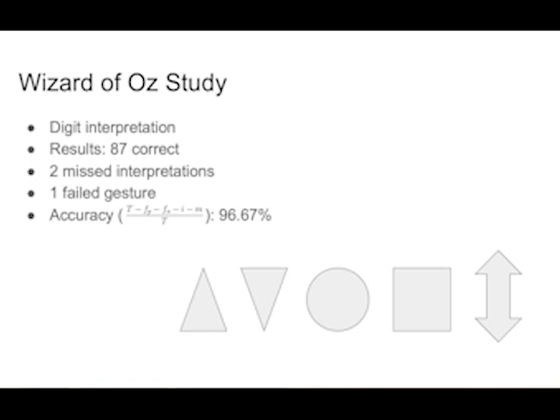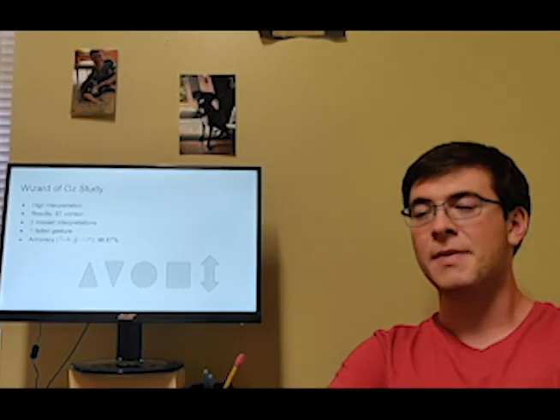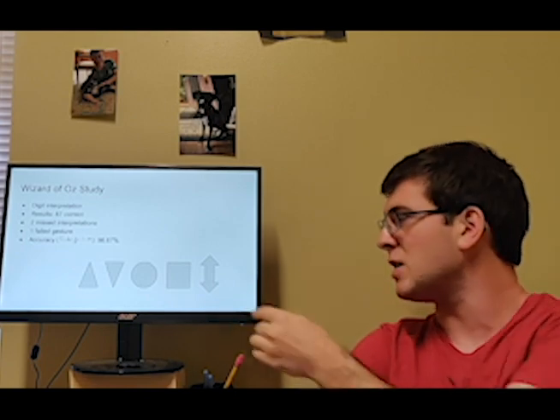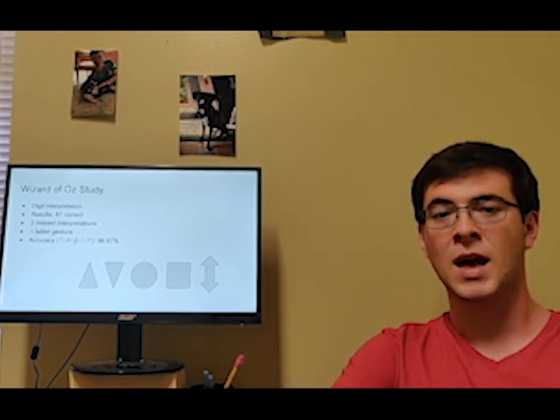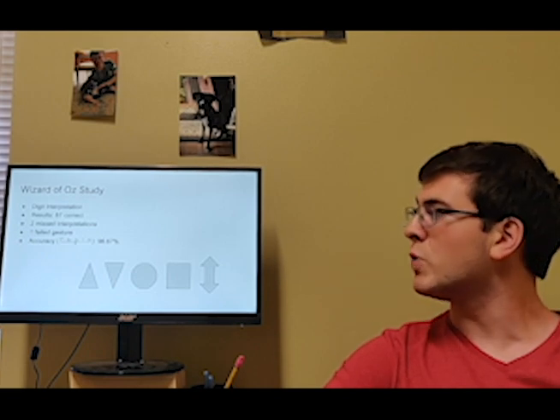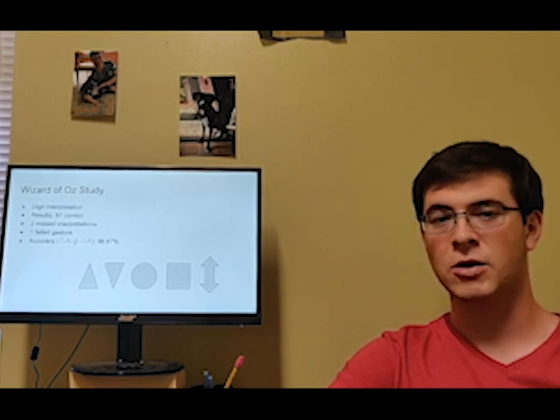So to see if this radar would actually work for what we wanted to do, our team conducted a Wizard of Oz study. Basically, we had one person perform gestures by trying to move their hands in these shapes. These arrows just mean moving your hand up and down. And then someone else tried to interpret what they meant by matching each one of these shapes to a digit. In our results, we were very encouraged because we got 87 out of 90 correct.